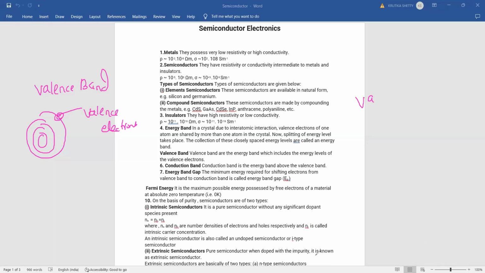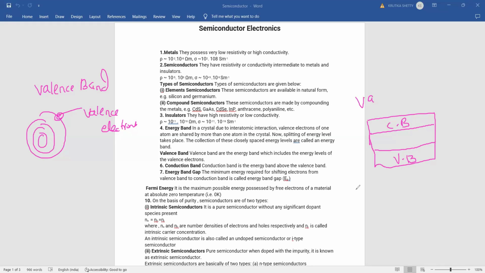Next is the conduction band. The conduction band is the energy band above the valence band. When we consider the energy level diagram with respect to any metal, we have the lower band as the valence band, and here we have the conduction band. The conduction band is the energy band above the valence band.